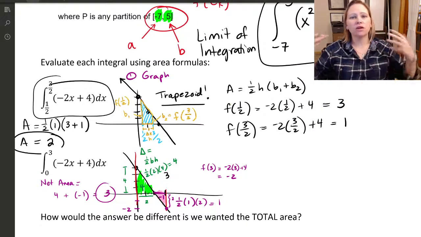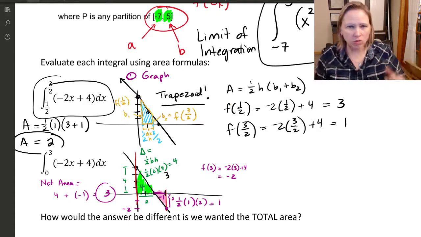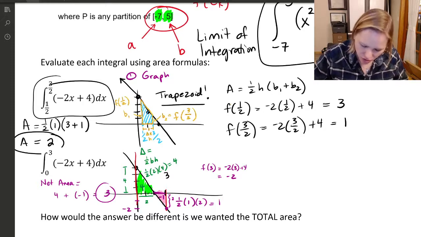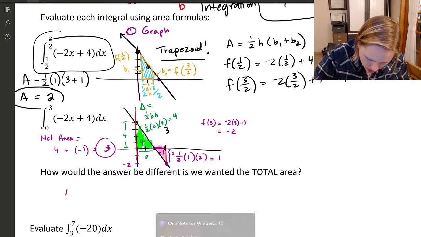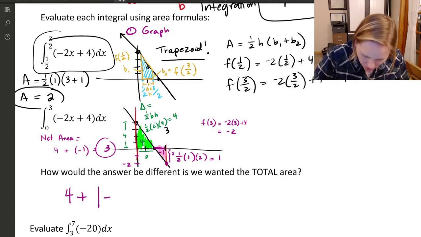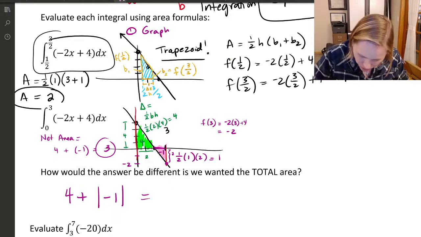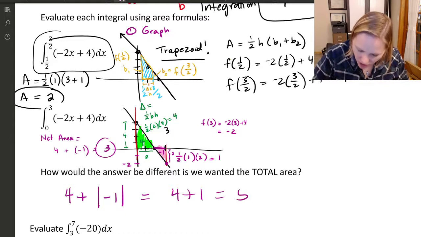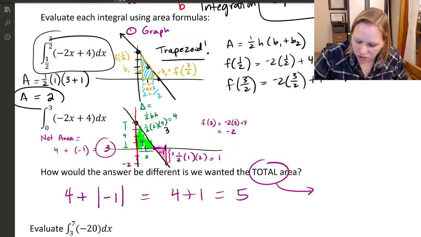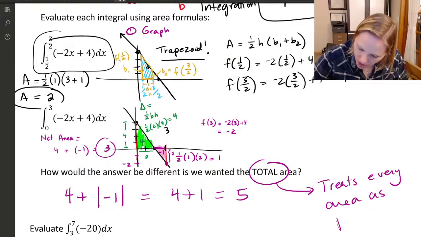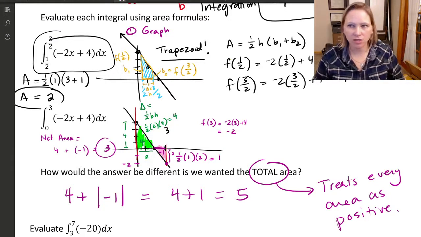Now, if the question was asking you to find the total area, then any area would be considered positive. So for the total area, we would say it's 4 plus the absolute value of that area under the curve, or just 4 plus 1, or 5. So total area treats everything as positive. That's how we deal with this.